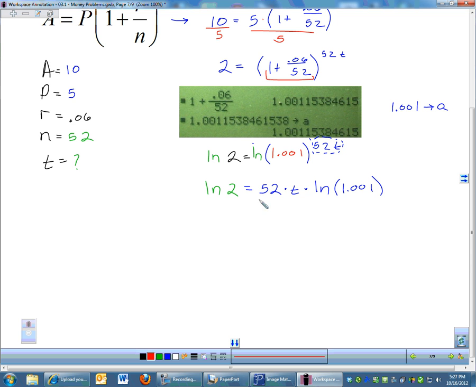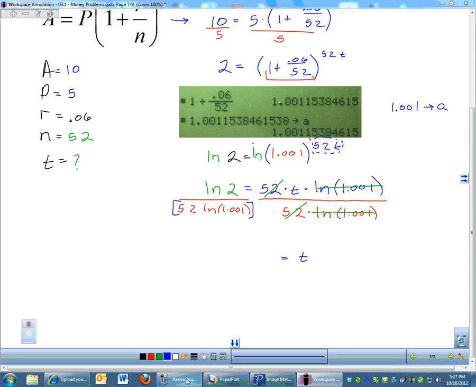And now to finish solving for T, we have one more step. I'm going to divide by everything except the T. So 52 times the ln of 1.001. So divide by 52 ln of 1.001. On the right side, 52 cancels, ln 1.001 cancels, leaving me with only T. And on the left side, I'm going to throw that in the calculator. Make sure you trap your denominator in parentheses. That is vital. So make sure you put that in parentheses.